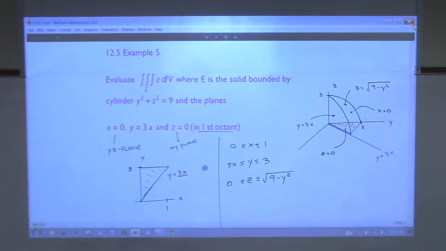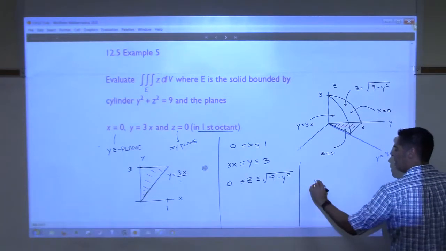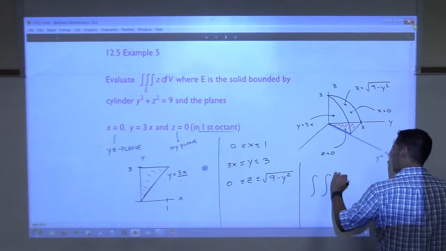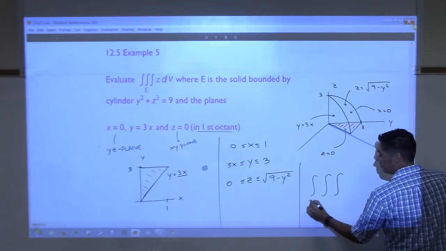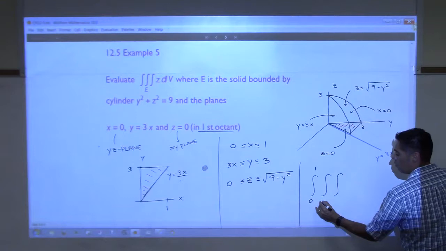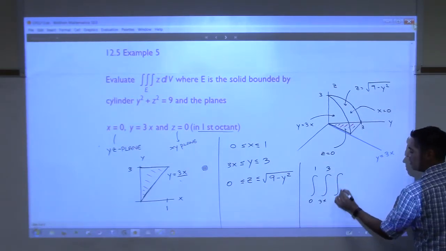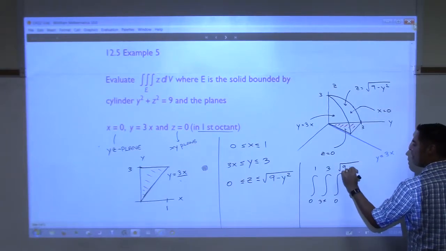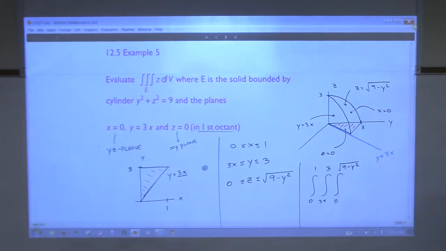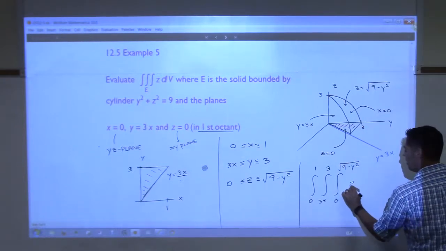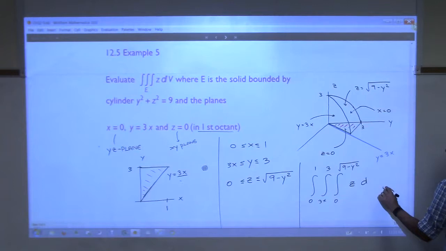And now we set it up. So the actual triple integral will be, first our restrictions on x, so 0 to 1. Then on y, 3x to 3. Then on z, 0 to root 9 minus y squared. And what are we integrating? Z, because that's what was given, right? So z dz dy dx. That's it.